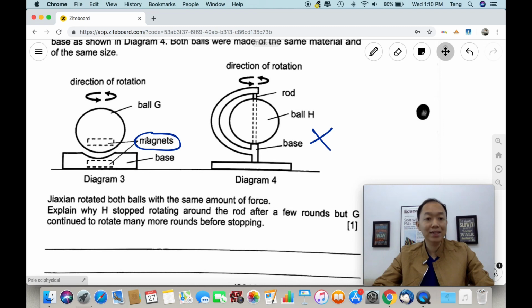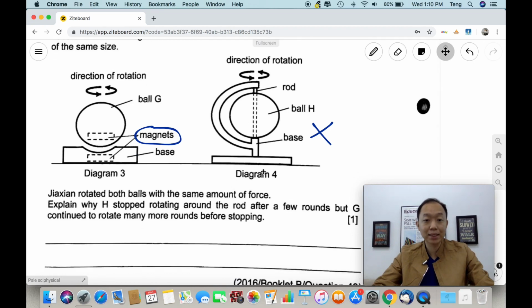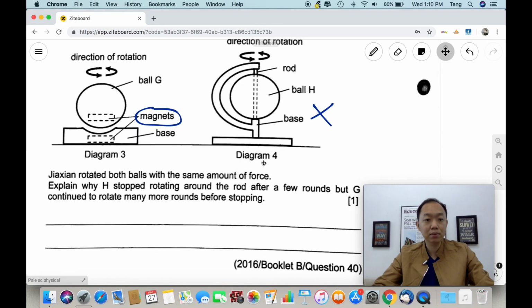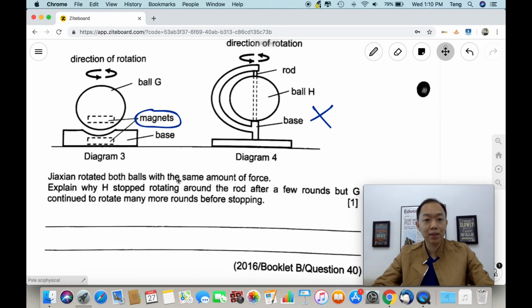That means over here there's less friction. Here there's no friction, but here there's friction between the ball and the base. So friction opposes motion. There's less friction here, and there's more friction here. Okay, so explain why H stopped rotating.